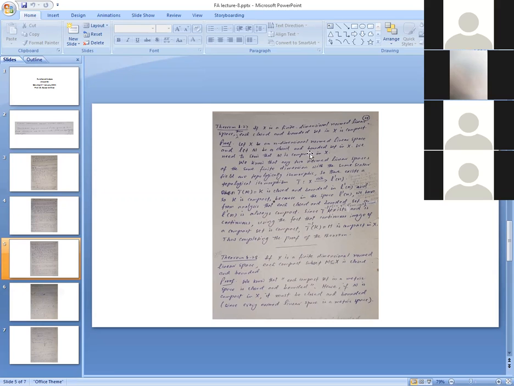X is an n-dimensional nonlinear space. M is a closed and bounded set in X. We have to prove this.